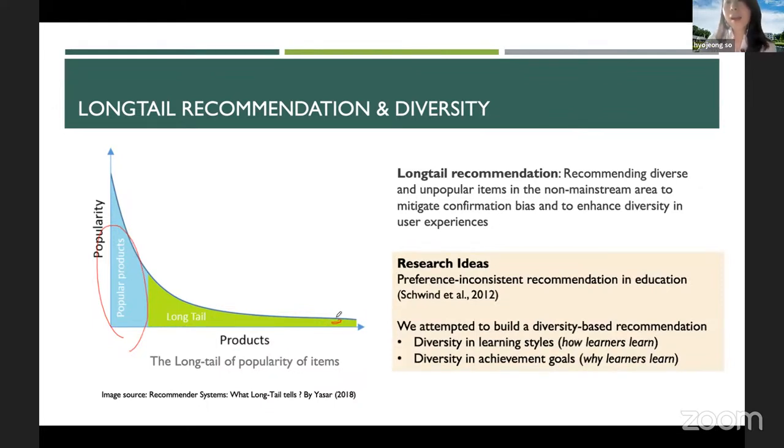So I have this research idea. Perhaps we need a recommendation with more diversity. Of course, how to define diversity is a very challenging issue. So we try to define diversity in two ways. Diversity in learning styles, how we learn, and diversity in achievement goals, why we want to learn.